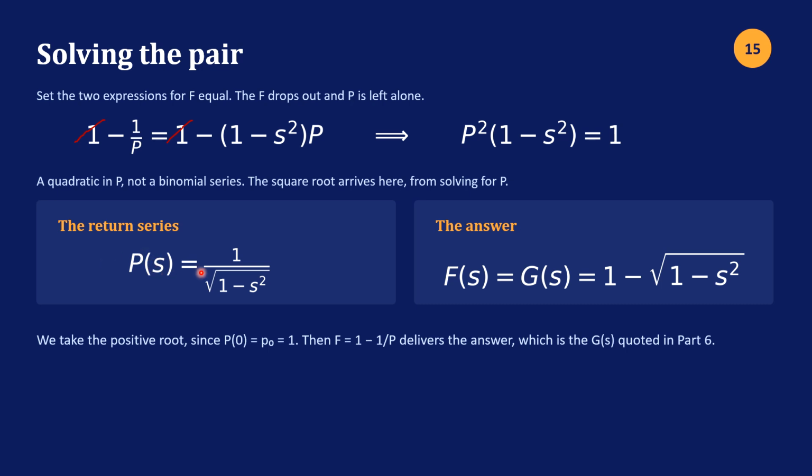So p of s is 1 divided by 1 minus s squared. But what we were really looking for was f of s. And so we just plug this into here, 1 minus 1 over p. And then we just get 1 minus the square root of 1 minus s squared, which I called g of s, and that's why I wrote it here. I called it g of s in the previous lesson.